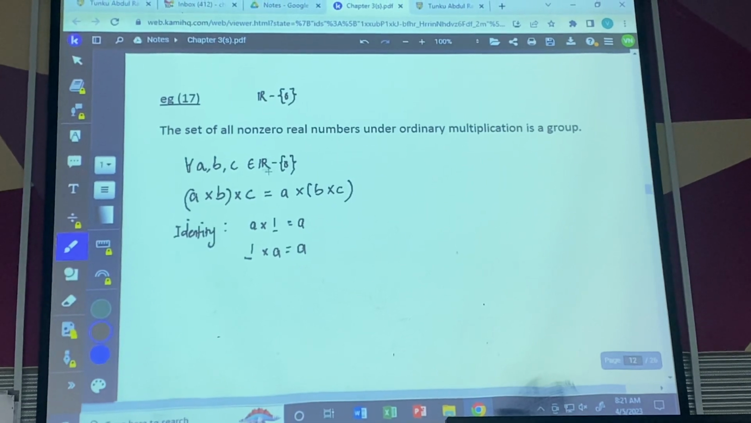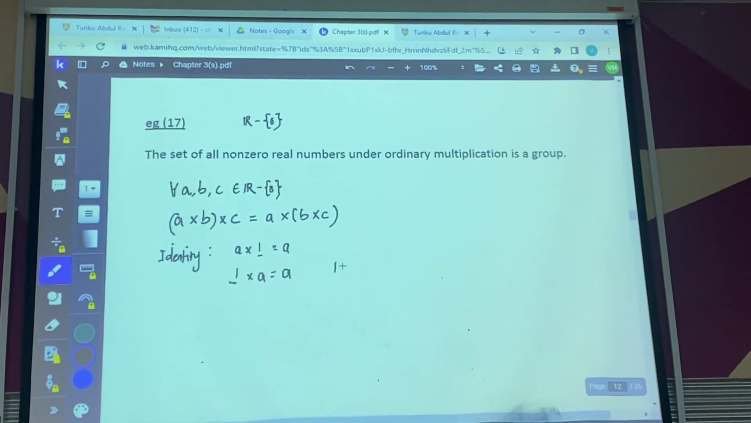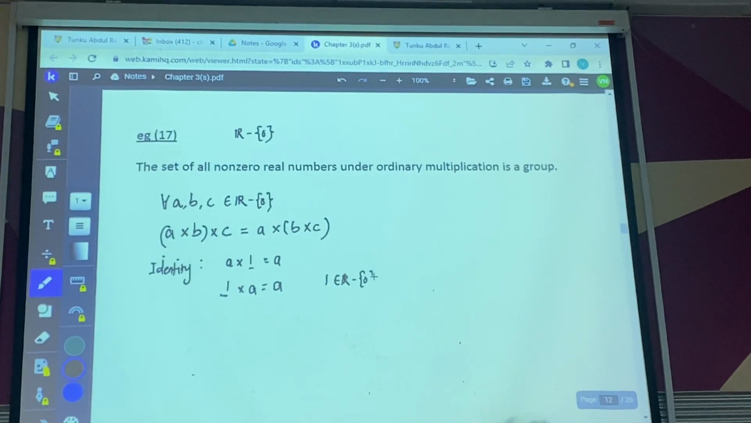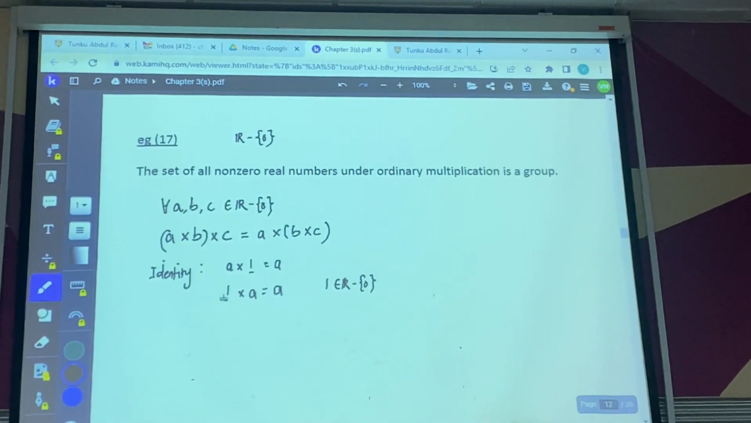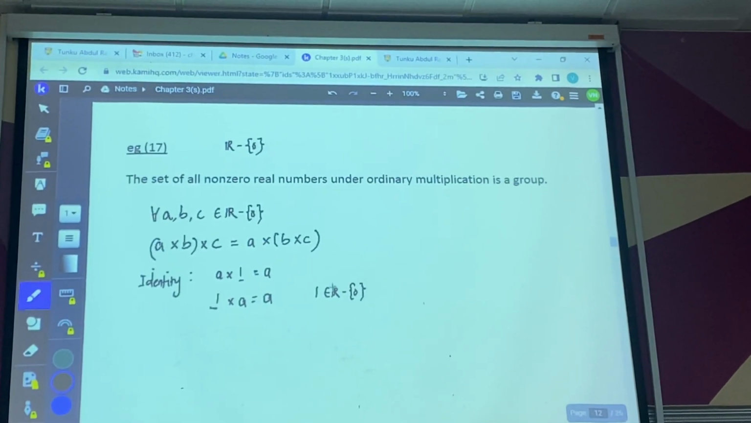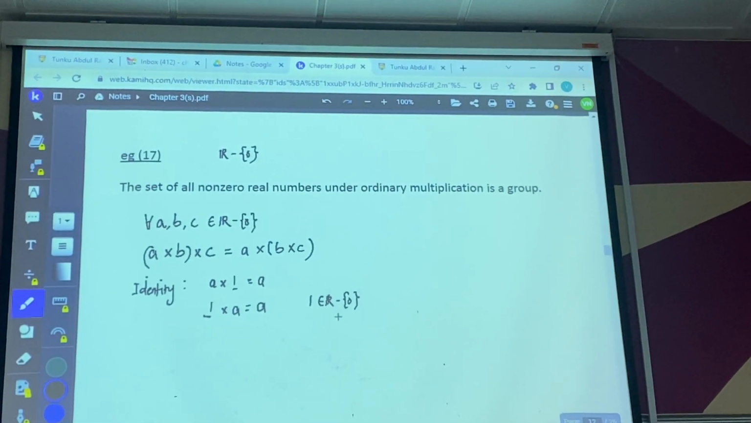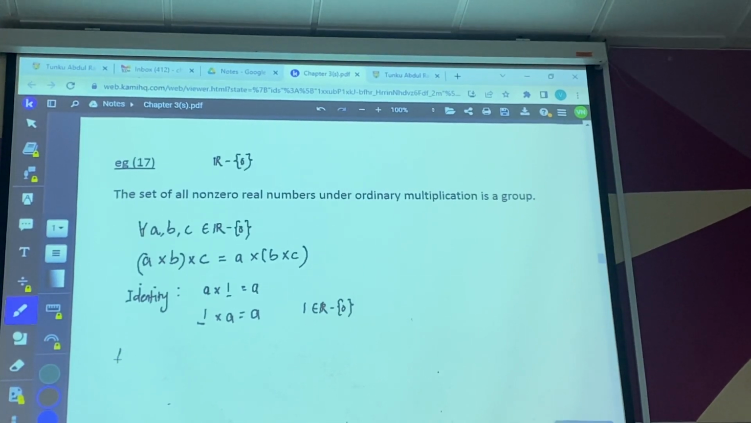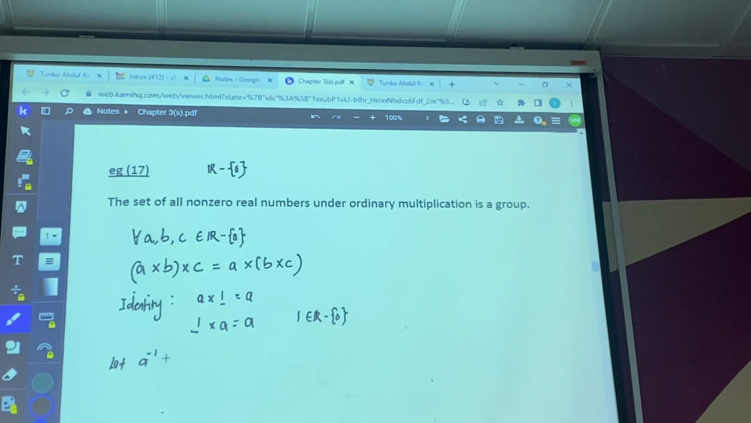Does 1 belong to this set? 1 belongs to the real numbers except 0. So the 1, which is the identity, belongs to the set given, which is the real numbers except 0. And now we go to the inverse. Let the inverse be A inverse.